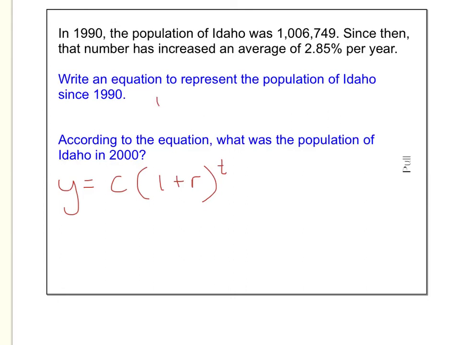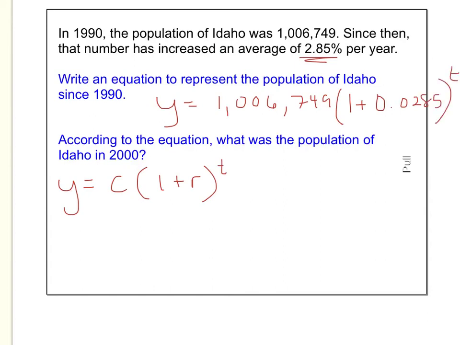So our equation is just going to be y equals what our original population was times 1 plus, now we have to change that 2.85% into a decimal. That's 0.0285. And then T is time, and that's going to be years in this case.